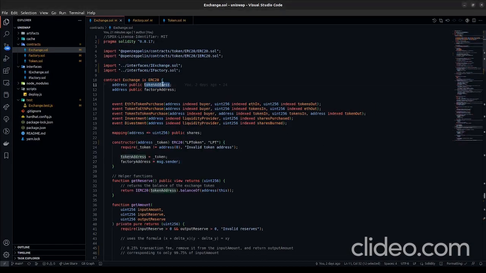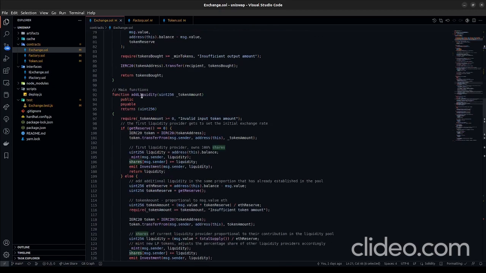The token address has the address of the token that is traded on this exchange. A single token can be listed on one exchange. Shares has the mapping of the LP tokens owned by each liquidity provider.